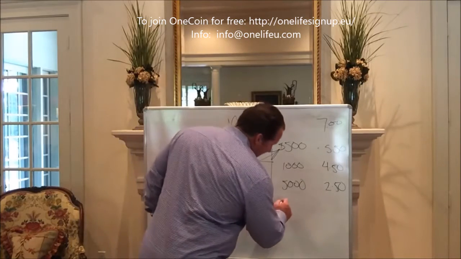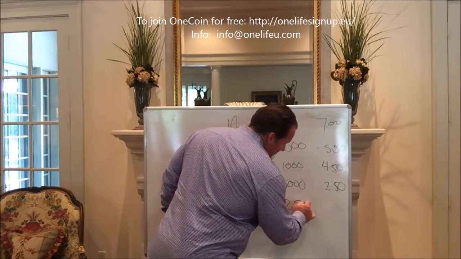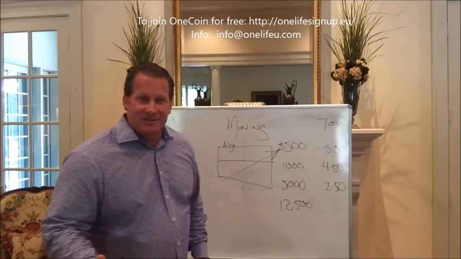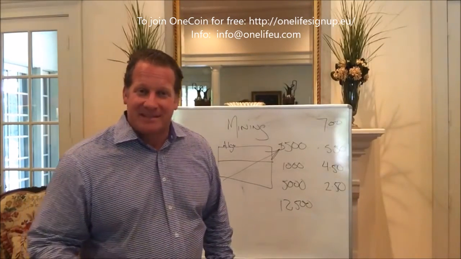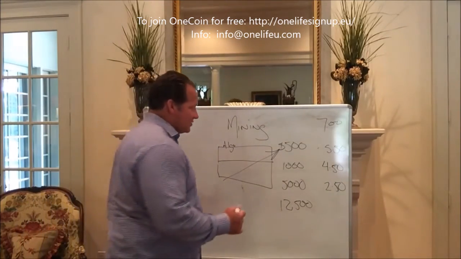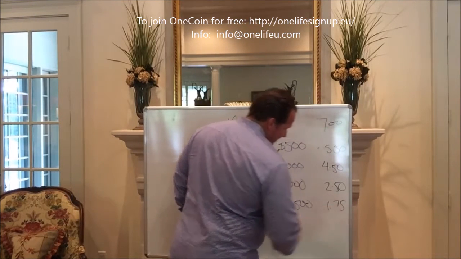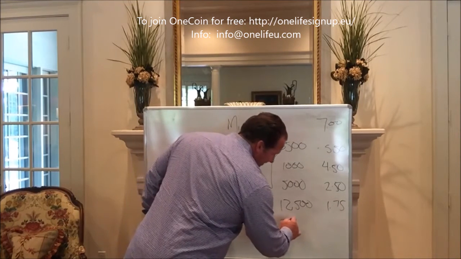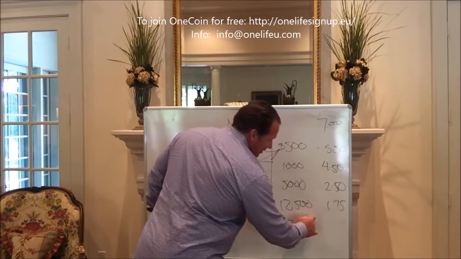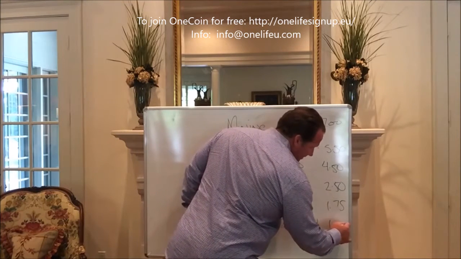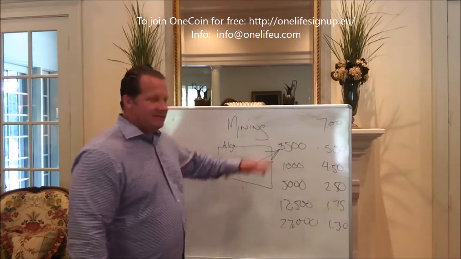But when you think about, you know, that's the way life is. The more risk you put up, the more money you make, typically, right? Am I wrong? So $12,500, let's say you get the coins for $1.75. You know, let's say on a $27,000 package, you can get the coins for $1.30. All right, you see what I'm saying?